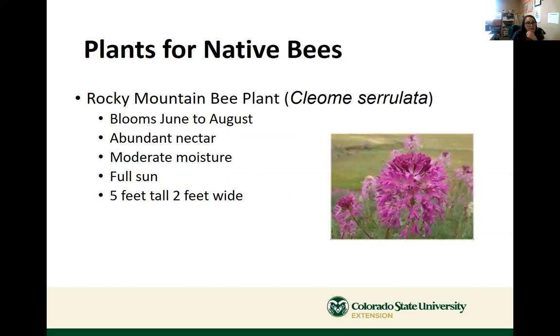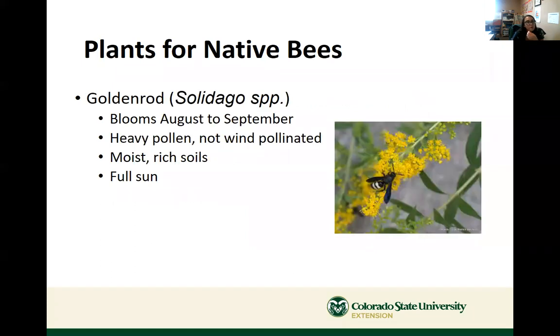Rocky Mountain bee plant. Obviously, it's in the name, right? Full sun. It might need a little bit more moisture than some of the other ones we talked about, but it has a ton of nectar, so the bees will love it. Goldenrod, another late bloomer. It has heavy pollen grains, so this will be visited by some of the bigger species. Likes some nice rich soil and full sun.